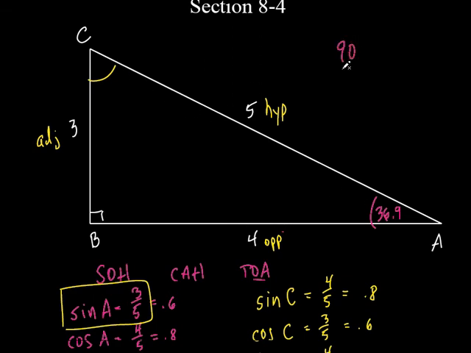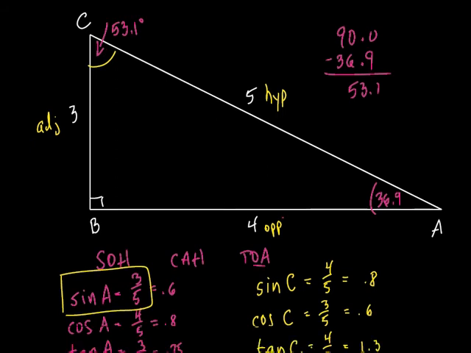So all I've got to do is 90 minus 36.9, and then what's that? That's 53.1. And that's what this angle right here would be, 53.1 degrees. Make sense? So now look at that. By using the trig function, we found this angle, and very easily we were able to find the other angle as well.